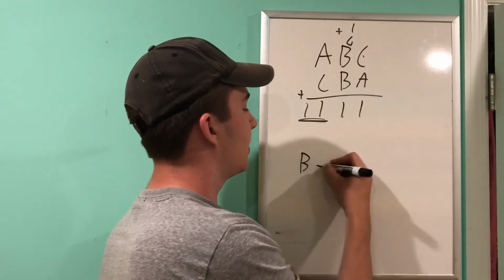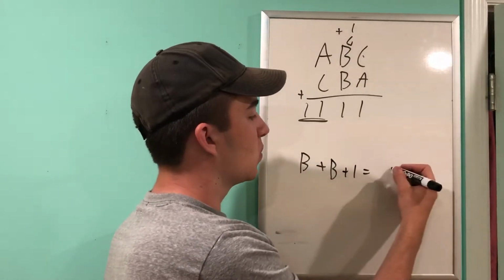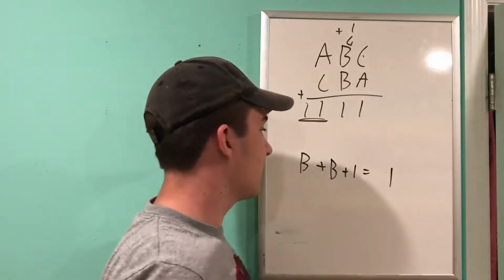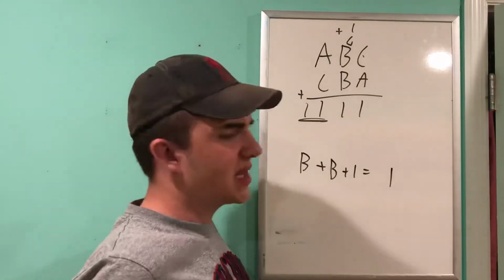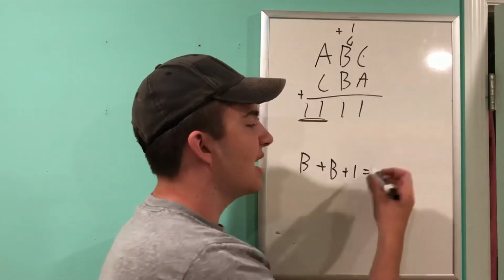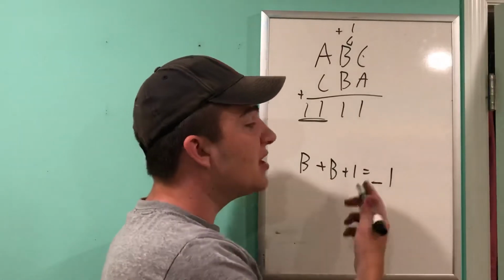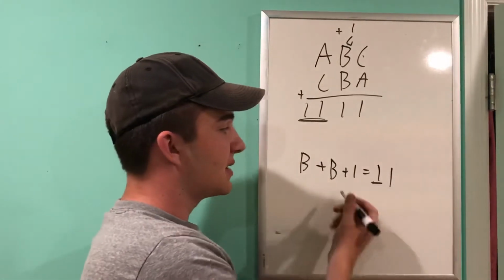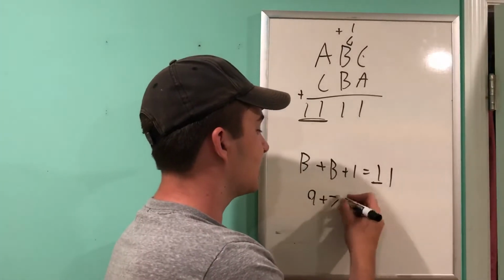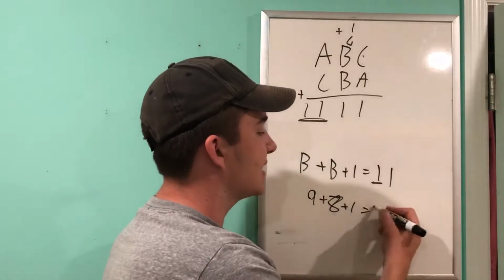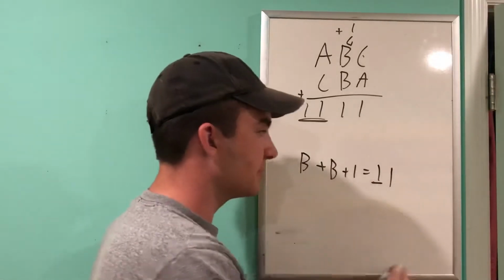B plus B plus 1 is equal to 1. That doesn't work, though. If you take away the 1, you make B plus B is 0. But that can't work, right? So let's say we put that placeholder here again. Well, the only number that's possible is 1, right? Because the max here would be 18, right? 9 plus 8 plus 1, that's the max, and that's 18. So it can't be 21, so it has to be 11.